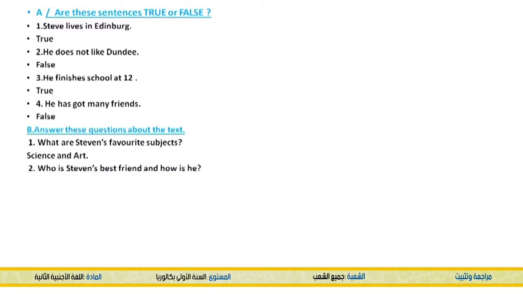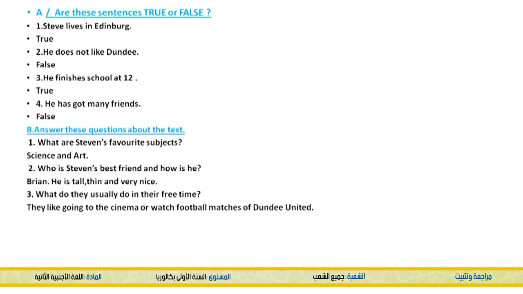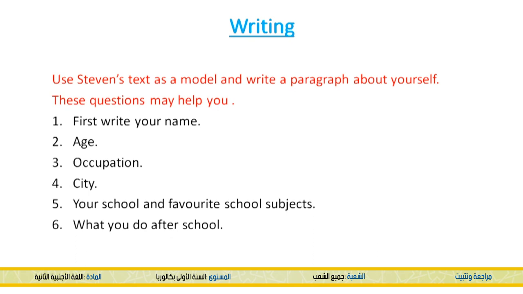Number two, who is Stephen's best friend and how is he? Brian. He's tall, thin, and very nice. What do they usually do in their free time? They like going to the cinema or watch football matches of Dundee United. How does Stephen help his parents? He often feeds the horses, cows, and pigs. Okay?